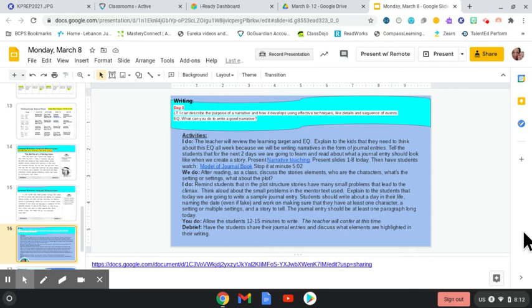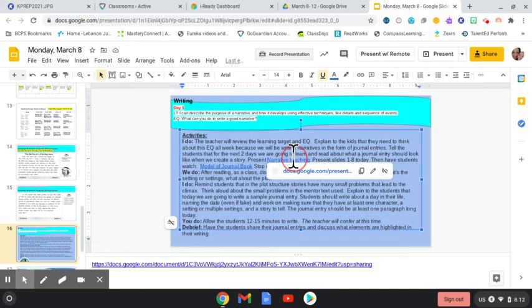When you think about that, we are going to think about this question all week, because we'll be writing narratives in the form of journal entries. In the next 2 days, we're going to learn and read about what a journal entry should look like when we create a story. So, I want you to think about this.